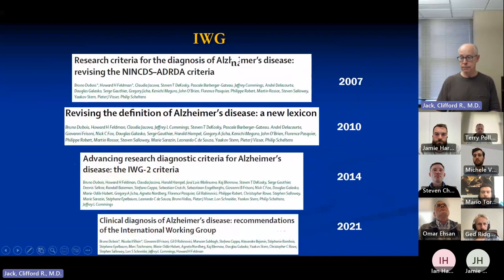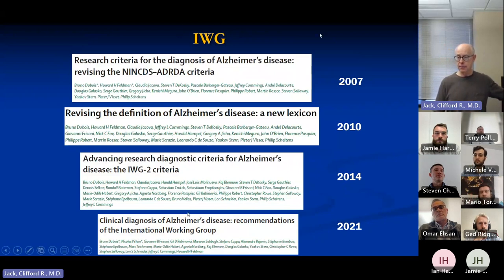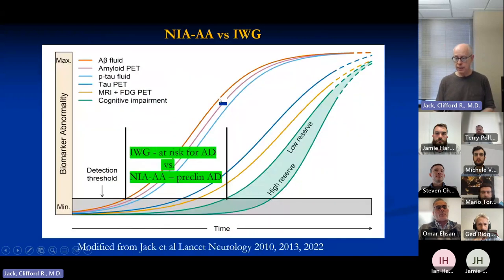of Alzheimer's disease. Now, the second group that had some objections to the NIA-AA research framework was the IWG. These are a series of publications by the IWG. People are quite familiar with this, and it may be confusing to people in the field. What is the difference between the NIA-AA position and the IWG position? And that, I think, is very easily encapsulated in this slide.